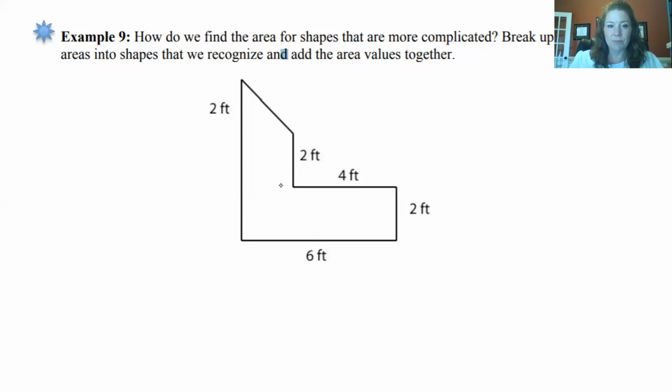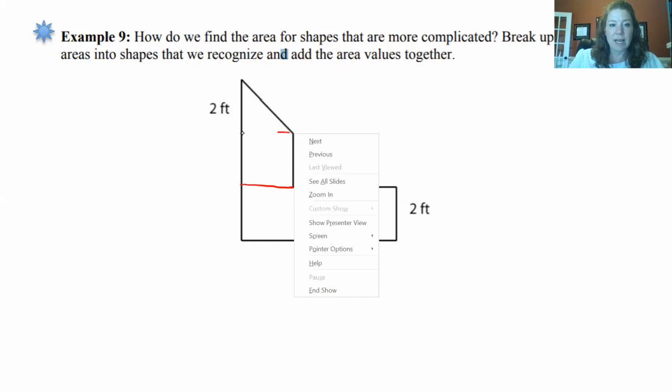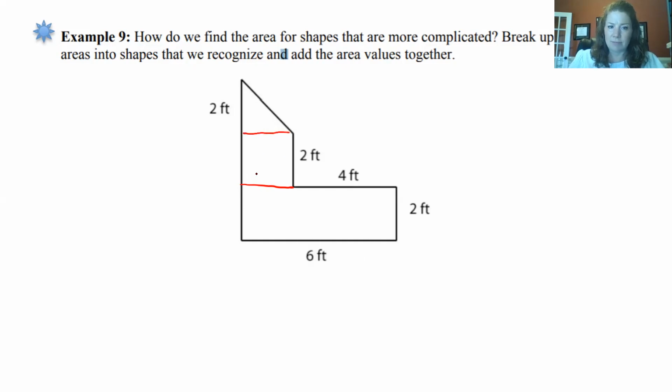So for example, if we do this right here, if I could draw a straight line, that's a rectangle, right? And then if we draw a line right here, we have that might be a rectangle or a square, I'm not sure yet. And then we have this triangle at the top. So since we cut this into 3 different shapes, we can figure out what the area of the whole thing is, right?